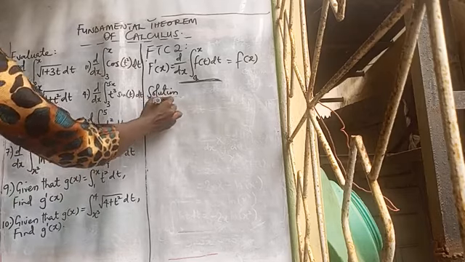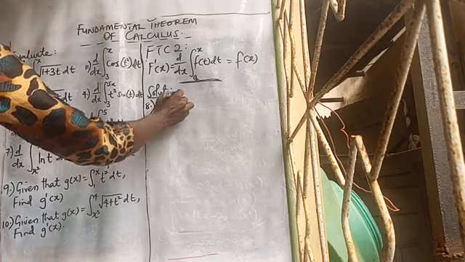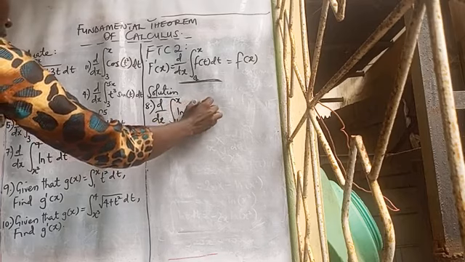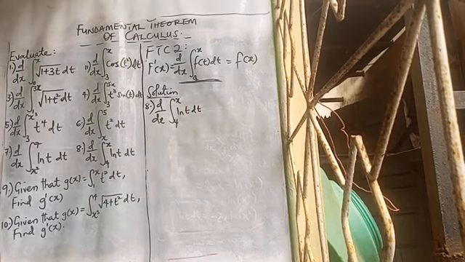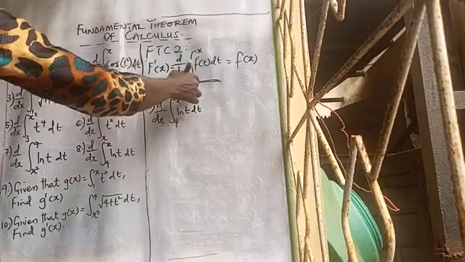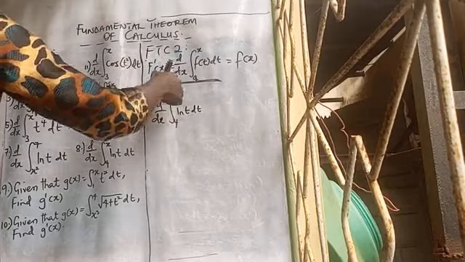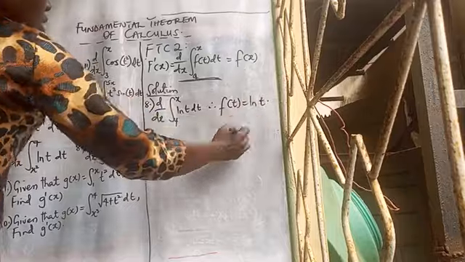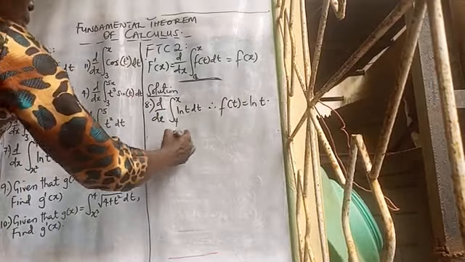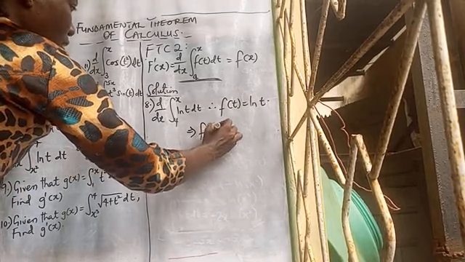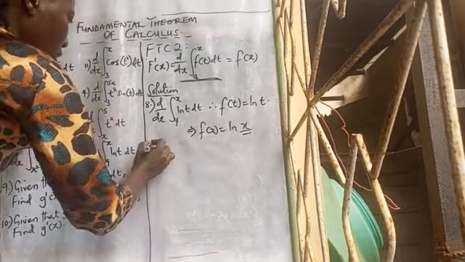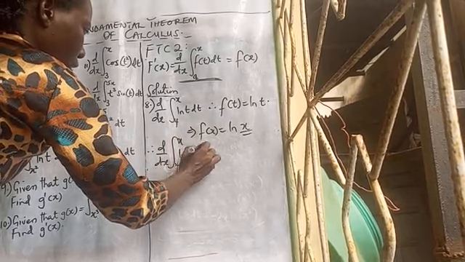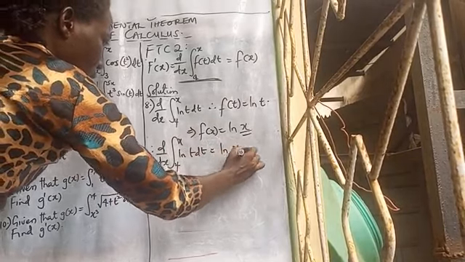Question number 8, we are evaluating d dx of the integral from 4 to x of ln t dt. This is straightforward. Our lower limit a is a constant and a is 4. x is a variable, so simple. Therefore, f of t is ln t, and if f of t is ln t, it implies that our f of x is what? Ln x. Therefore, d dx of the integral from 4 to x of ln t dt is ln x.